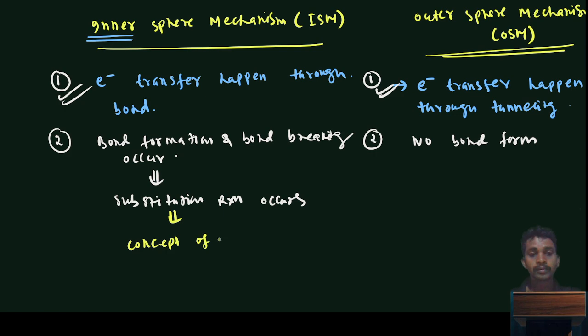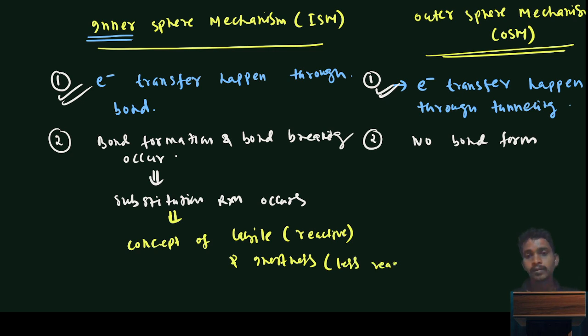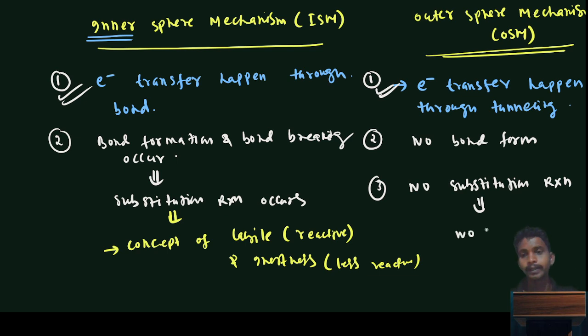Since substitution reactions have come here, we will discuss the concept of labile, that is reactive, and inertness, that is less reactive. So here the concept of labile and inertness will come, but in the outer sphere there are no substitution reactions, so no concept of labile and inertness.